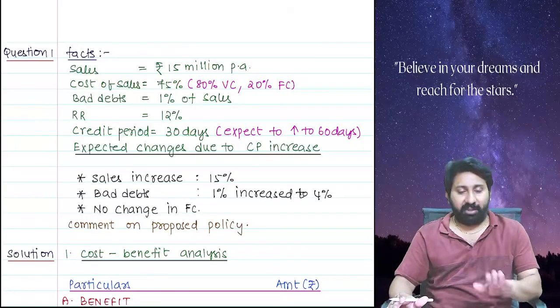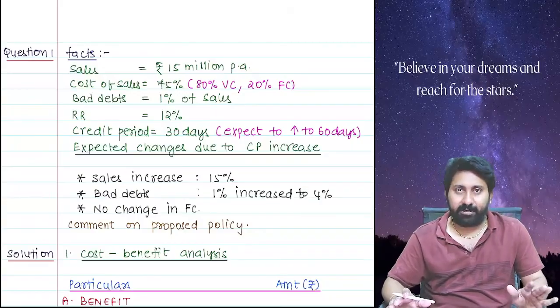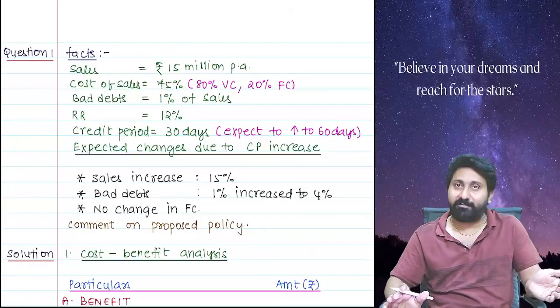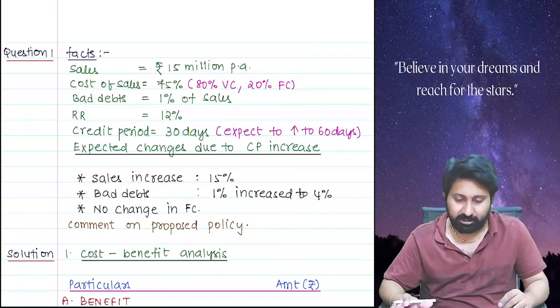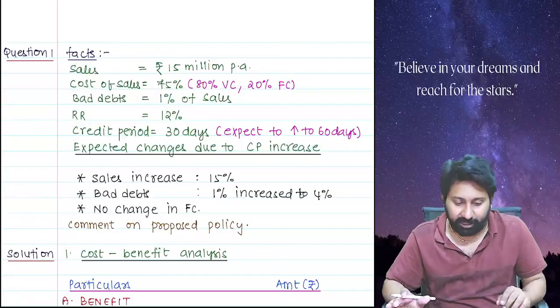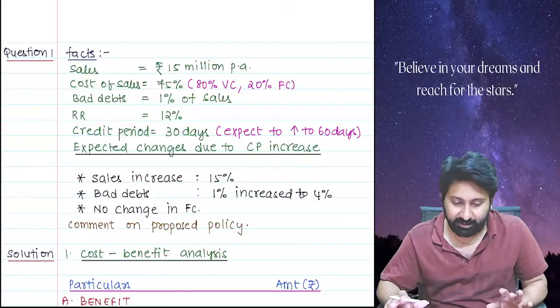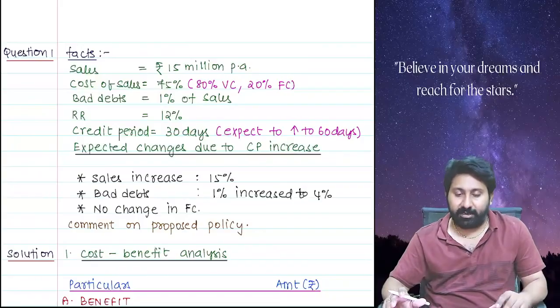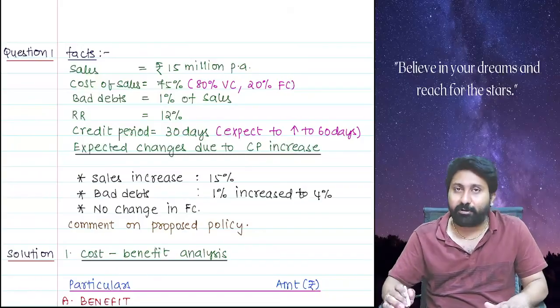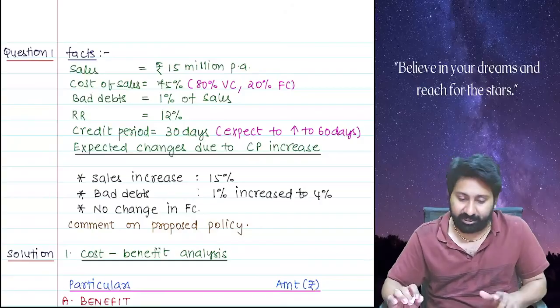So sales 15 million per annum. Cost of sales is 75%. In that 75%, 80% is the variable cost, 20% is the fixed cost. Means costs are of two types, variable and fixed. Variable is 80, fixed is 20. Bad debts, now existing bad debts are 1% of sales. Required return is 12%. Credit period 30 days. Expect to increase to 60 days. For that increase, we are going to take a decision.